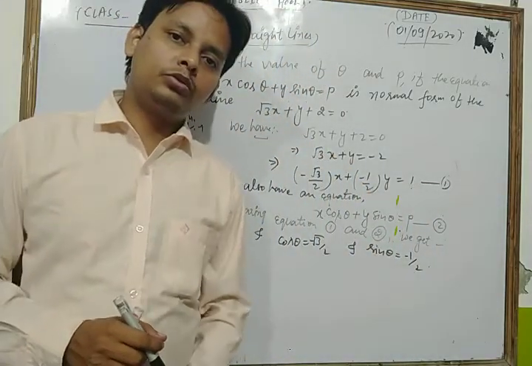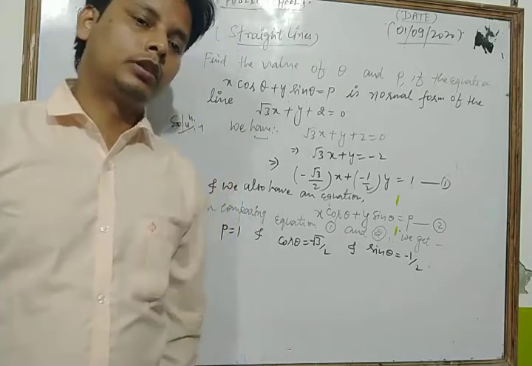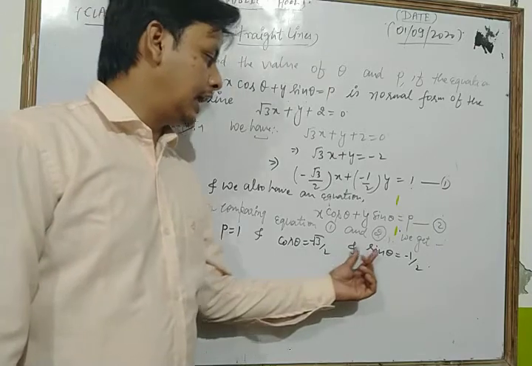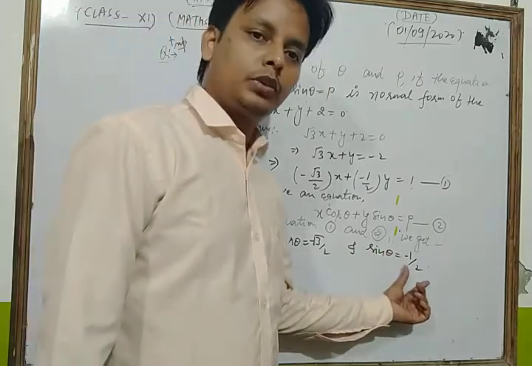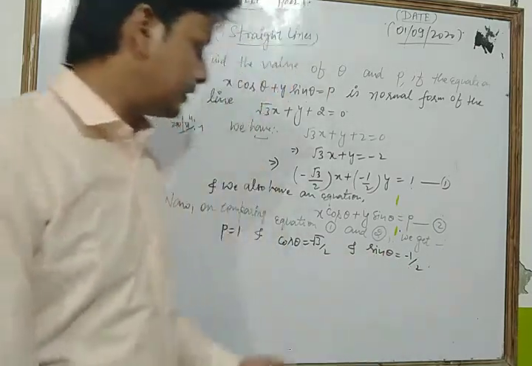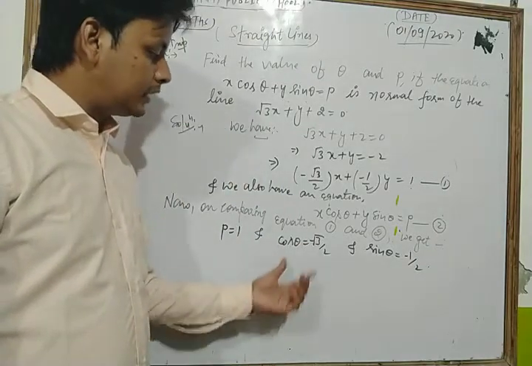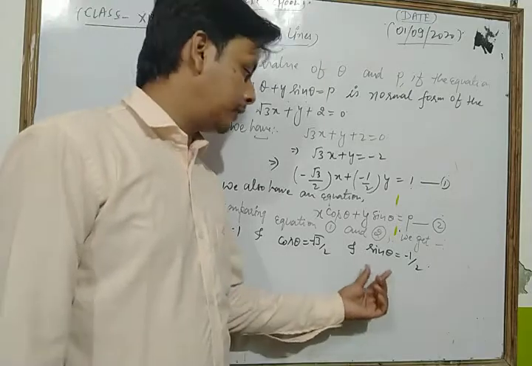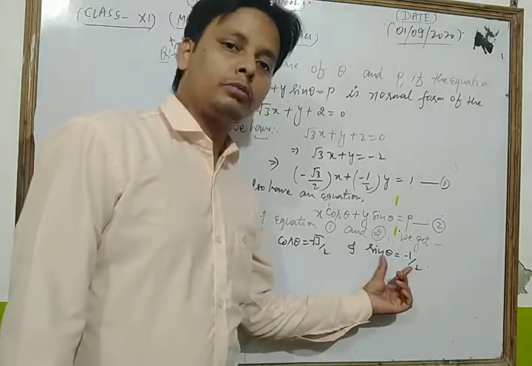Now dear student, what I do now, let's see. Here we have cos theta is equal to minus root 3 by 2 and sin theta is equal to minus 1 by 2. Now let's see, we find all possible values of theta from these equations.